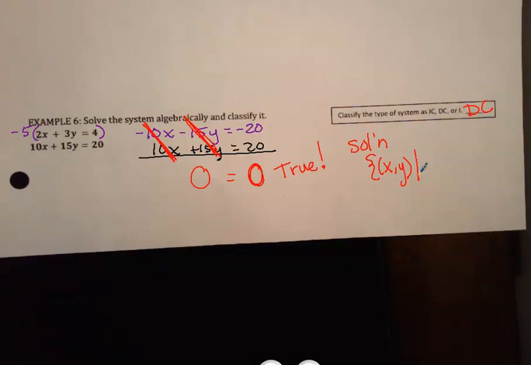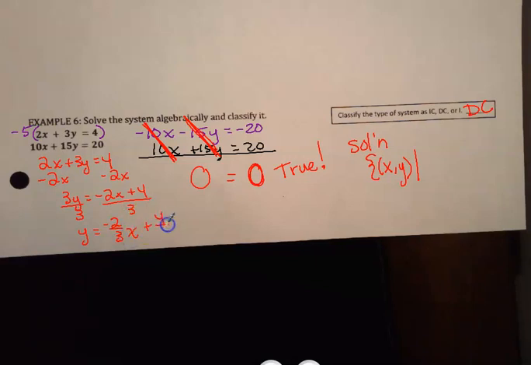But wait, our equation, where's our equation? It's supposed to be in slope-intercept form. We don't have that. So we need to do a little bit of work over here. So we're going to take this 2x plus 3y equals 4, and we're going to put it in slope-intercept form. So we're going to subtract 2x. We have 3y equals negative 2x plus 4. Divide by 3 on both sides of the equals. Y equals negative 2/3 x plus 4/3.